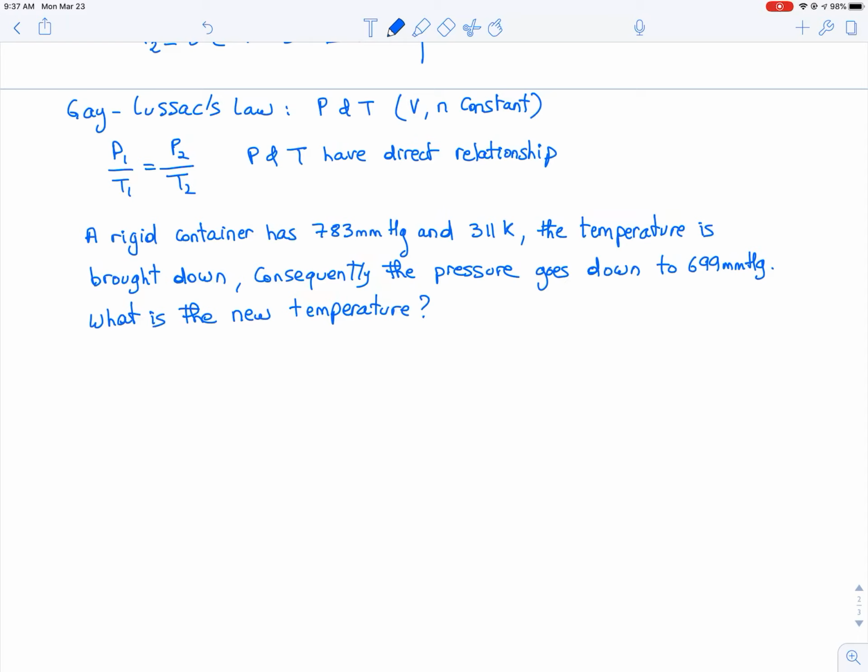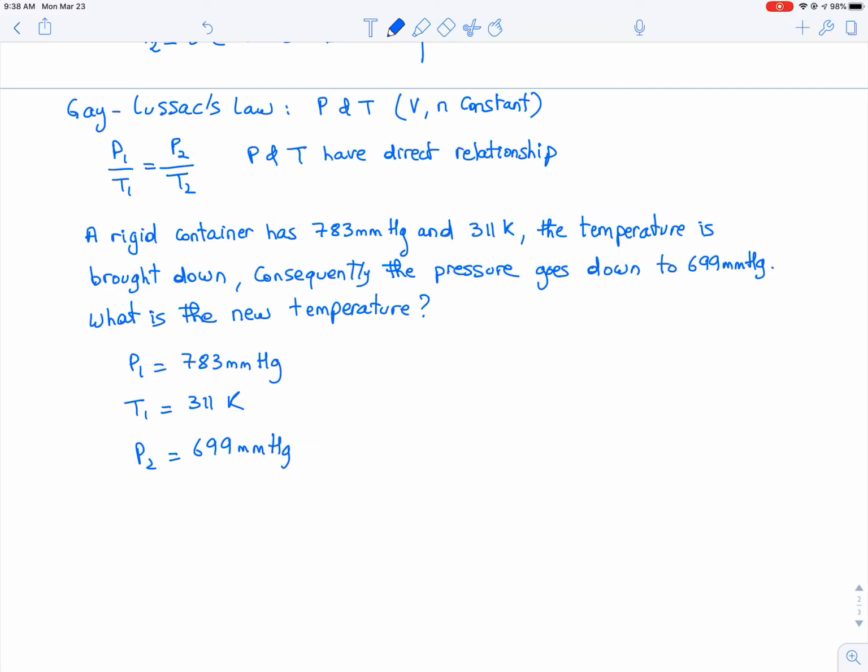All right, so as we usually do, what are we going to do? We're going to write down the variables. So I have my P1 is equal to 783 millimeter mercury. My temperature, my T1, is given in Kelvin, so hallelujah, I don't have to make any conversions. The temperature is brought down, consequently the pressure goes down to 699 millimeter mercury, so I have the P2 is given to me, and it's 699.